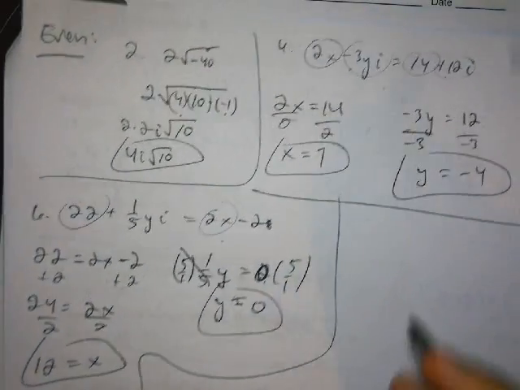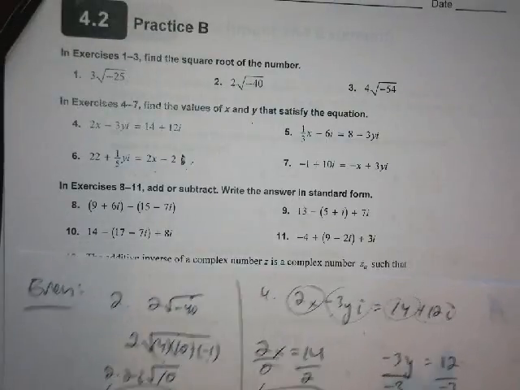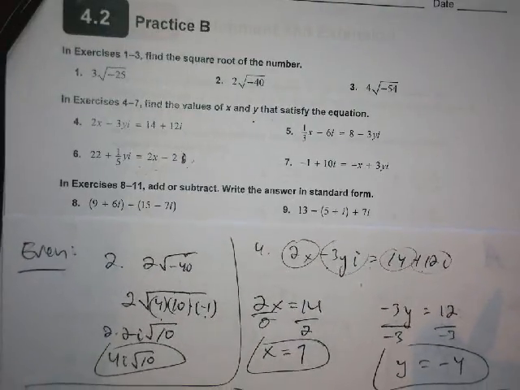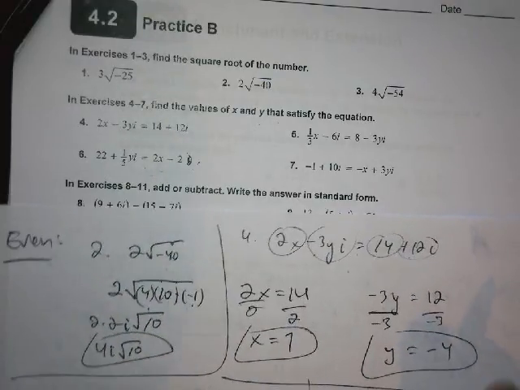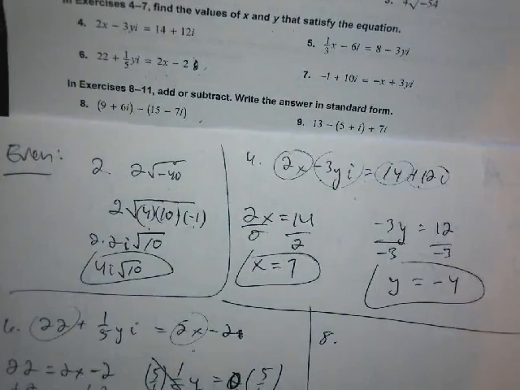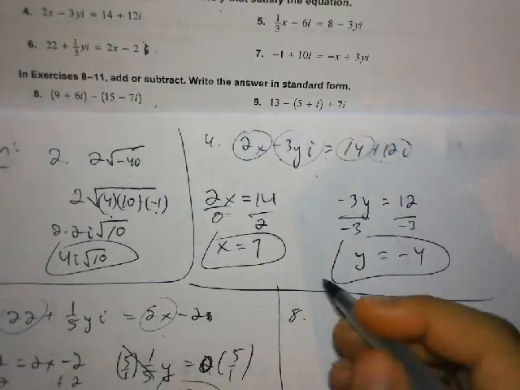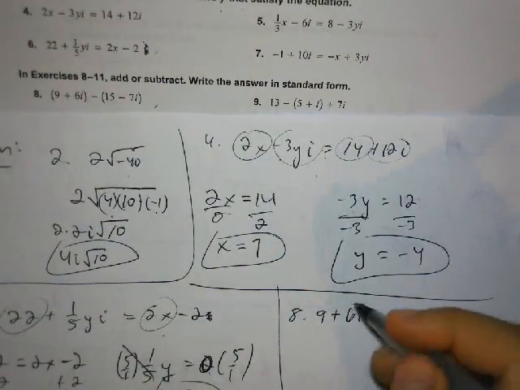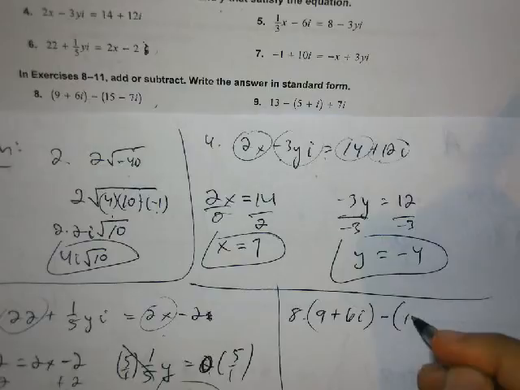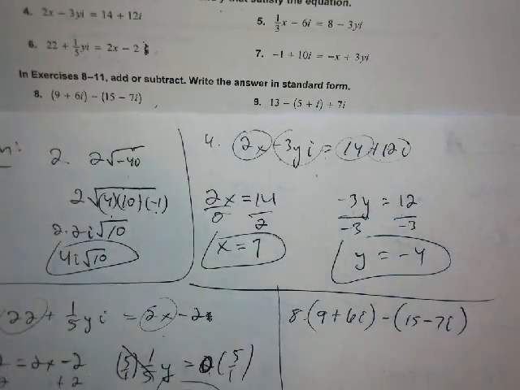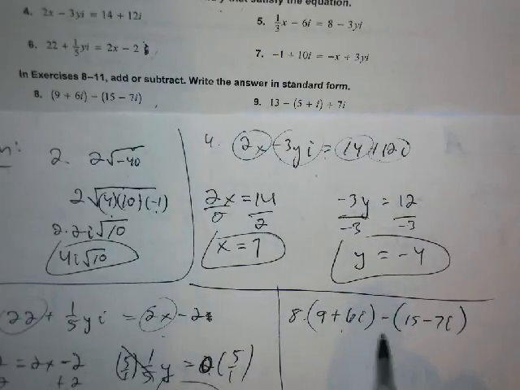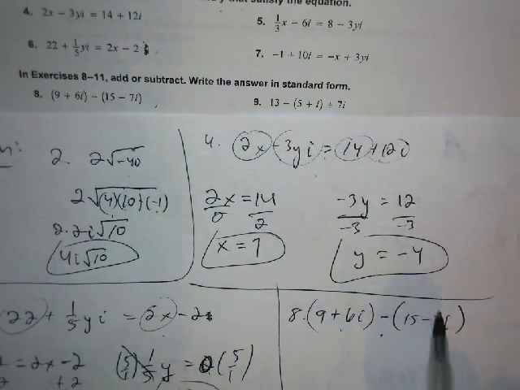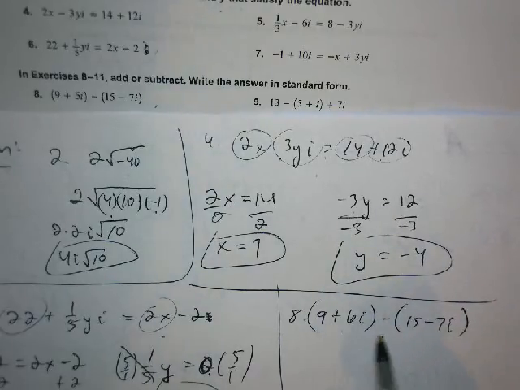Alright, number 8. Number 8 reads, alright, now here we're adding or subtracting, and the imaginary number that we're subtracting is that one right there. So that's 9 plus 6i minus 15 minus 7i. Right, so when we're subtracting complex numbers, we add the real parts or subtract the real parts, and the imaginary parts we add or subtract them, whatever it may be.